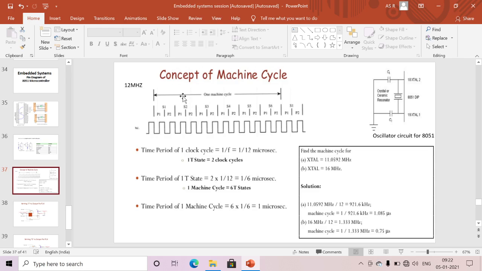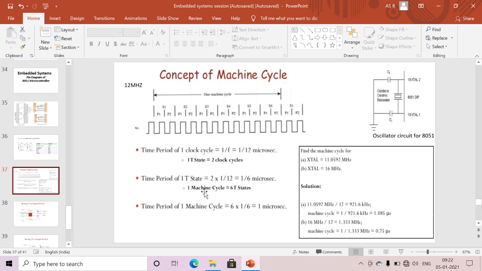Okay, if I want to calculate the one machine cycle timing with 12 megahertz, we'll calculate here. Time period of one clock cycle equals 1 divided by frequency, 1 divided by 12 megahertz, which is 1 divided by 12 microseconds. Here one T state equals 2 clock cycles. This is one clock cycle, one high to low, and one more high to low, one more clock cycle. That's why 2 clock cycles, and that's why I'm multiplying by 2 to get the T state. So multiplying 1 divided by 12 by 2, I will get 1 divided by 6 microseconds.